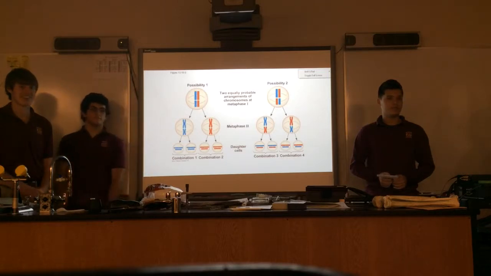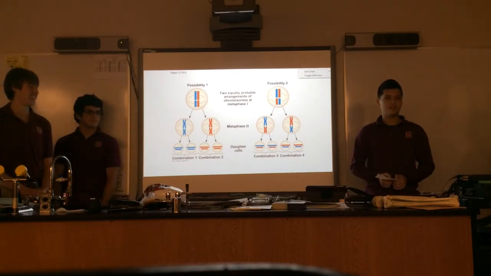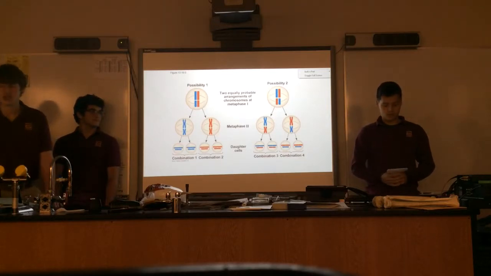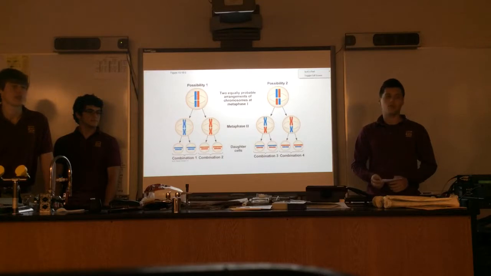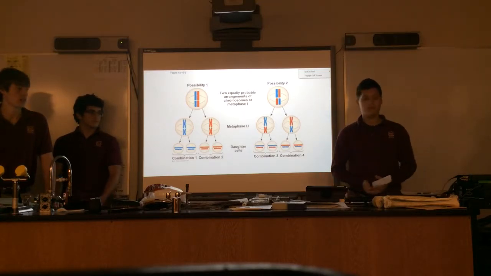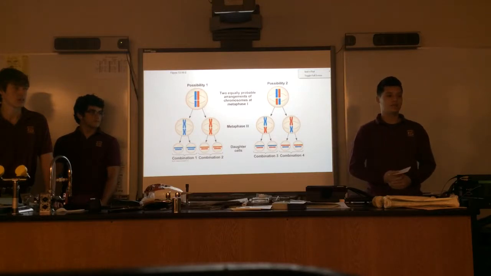There you go, Tony. Whoever gets it, just shout it out. 8,388,608. Right, so each gamete you produce contains one of roughly 8.4 million possible combinations of chromosomes, which is why we have so much genetic variation today.